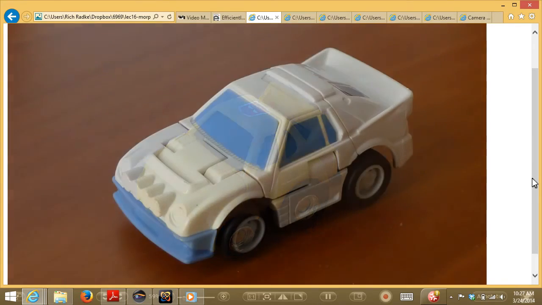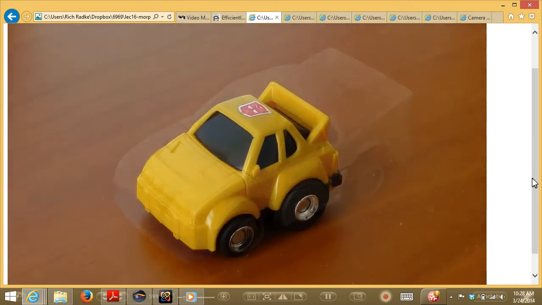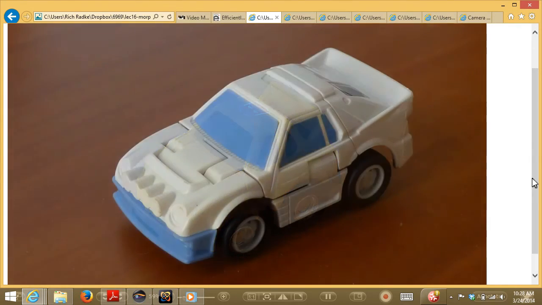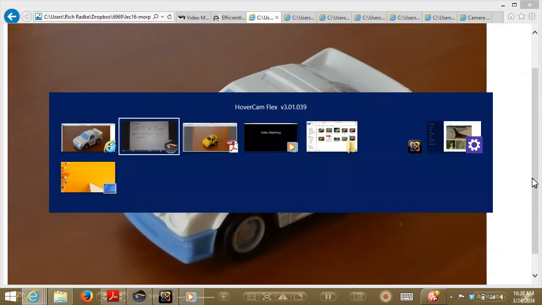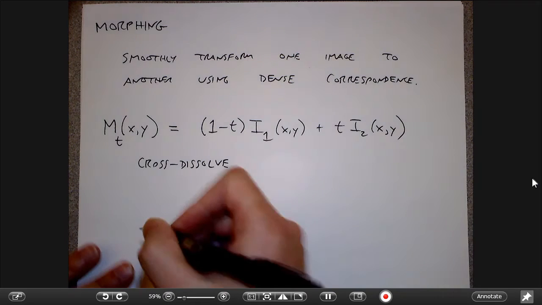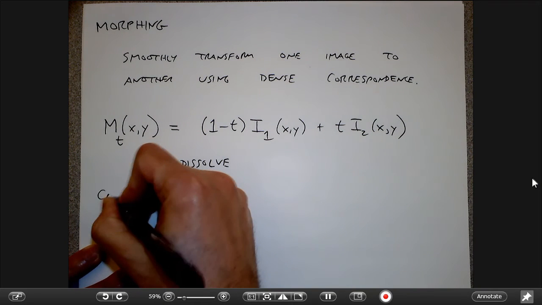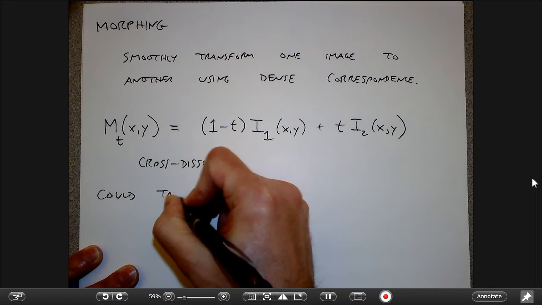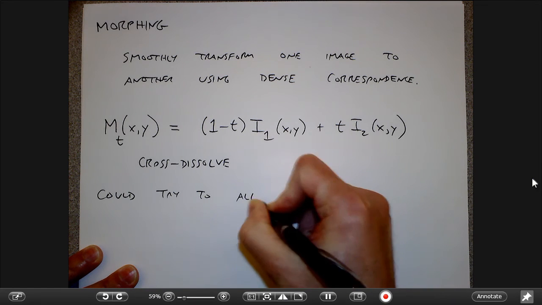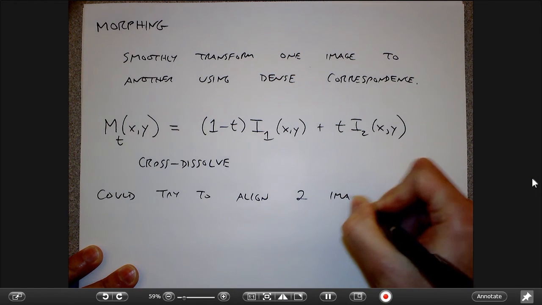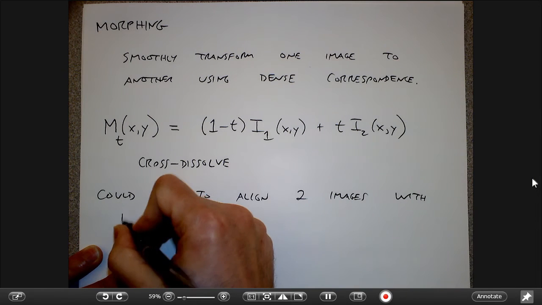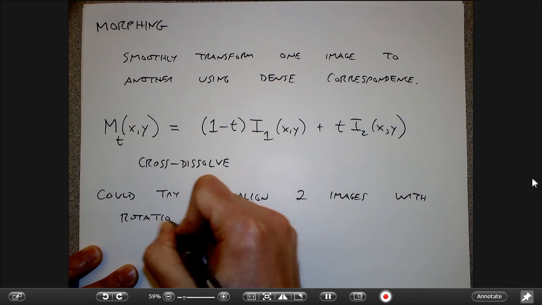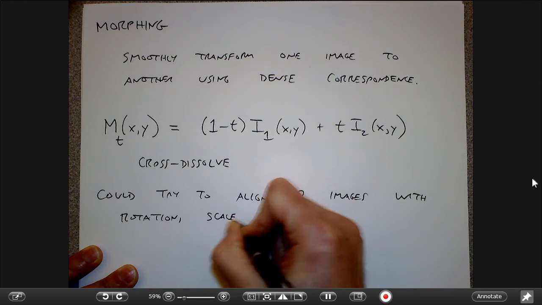So one thing that you could say immediately is, okay, well, the reason this doesn't work is that the cars are different sizes, right? The yellow car is a lot smaller than the white car. And so what I could do is something like, I could try to align the two images with basically a rotation, a scale, and a translation.